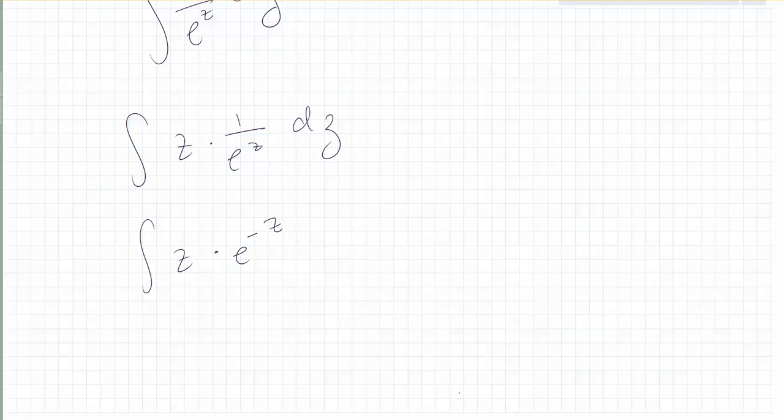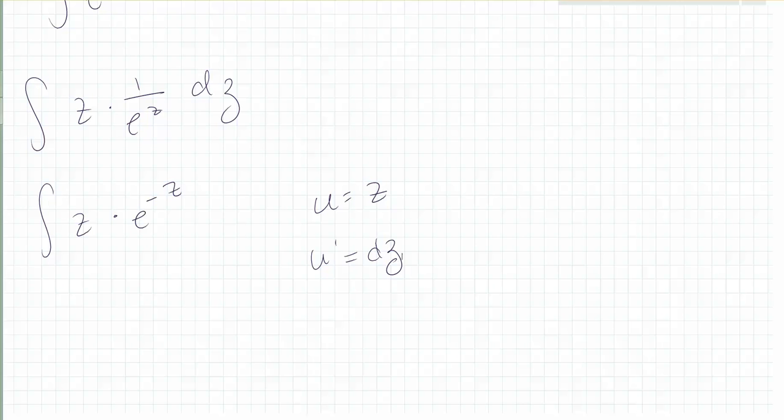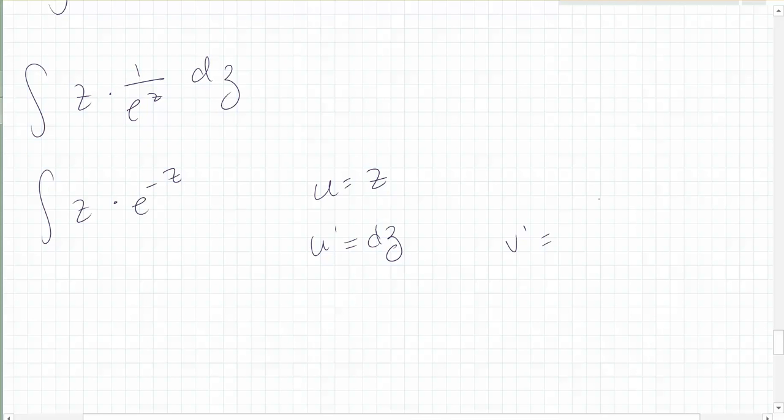Now, we want to determine our u and v prime. It is helpful if you can find u prime easily from u, and if it is easy to take the antiderivative of v prime. So we're going to make our u z, because then u prime is just dz, which will be helpful later on. So v prime must be e to the negative z dz.